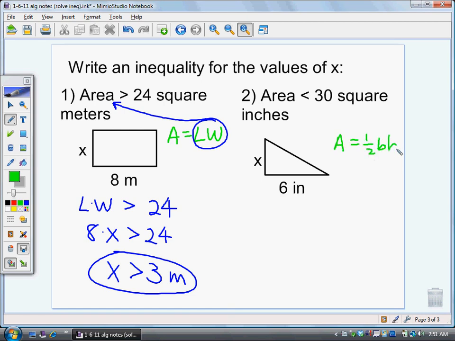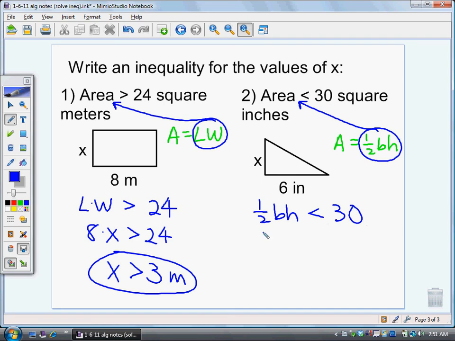On the second one, I have a triangle. So my formula for area of a triangle is area is equal to 1/2 times the base times the height. So now this is going to go in where area is. I have 1/2 base times height. That's area, and that has to be less than 30 square inches.